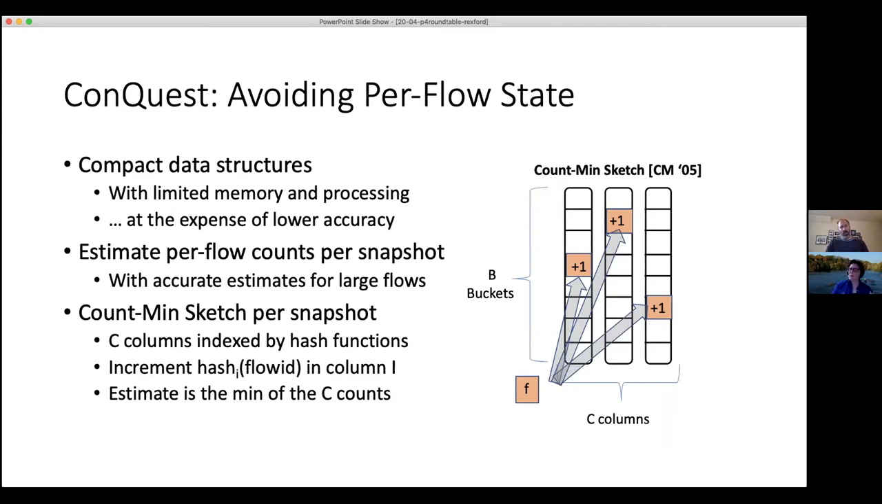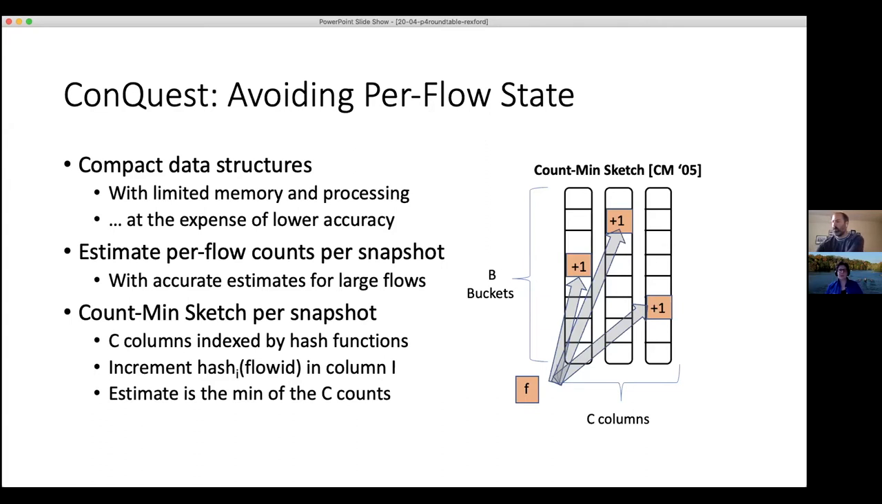A compact data structure is a way of keeping approximate information in bounded space and with bounded processing. And in this case, that estimate we're trying to compute is the number of packets or the number of bytes for a given flow within that snapshot. And the good thing is we don't care to be particularly accurate about the flows that have small counts. We're only interested in penalizing the flows with very large counts. So if we lose a little accuracy on the small counts, so be it.